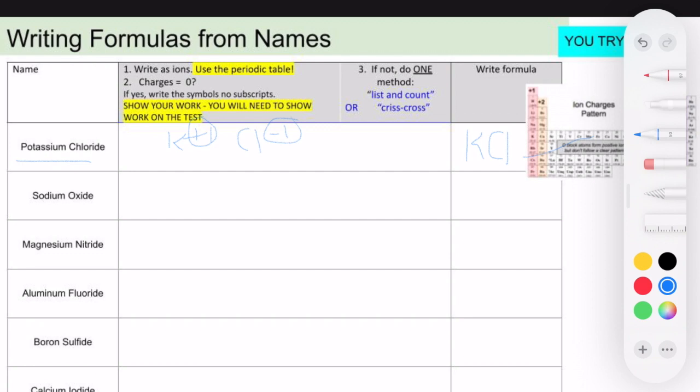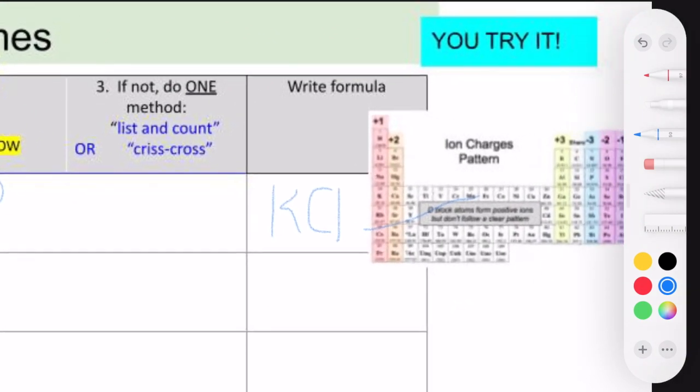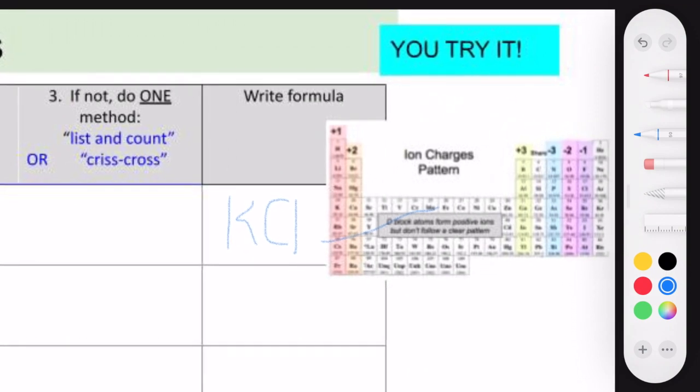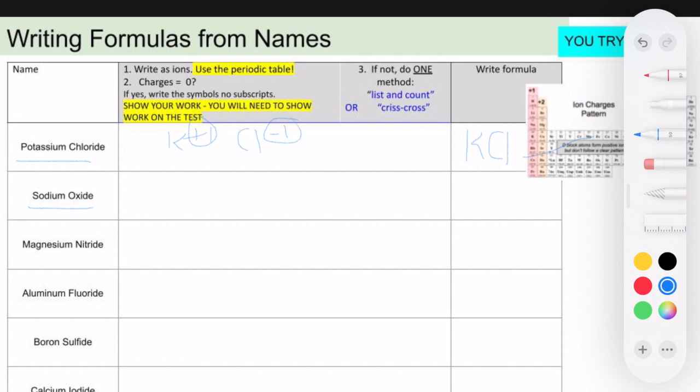Now let's try sodium oxide. Sodium is Na, it's also a +1 like K, and oxide is actually oxygen, and it's a -2. So I'm going to write Na +1 or 1+, doesn't really matter, and O2-. Now I ask myself, do they add up to 0? And they don't. 1+ and 2- do not add up to 0.